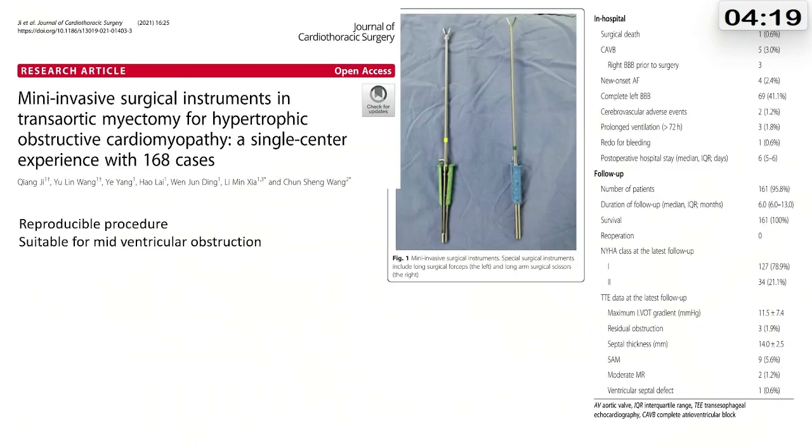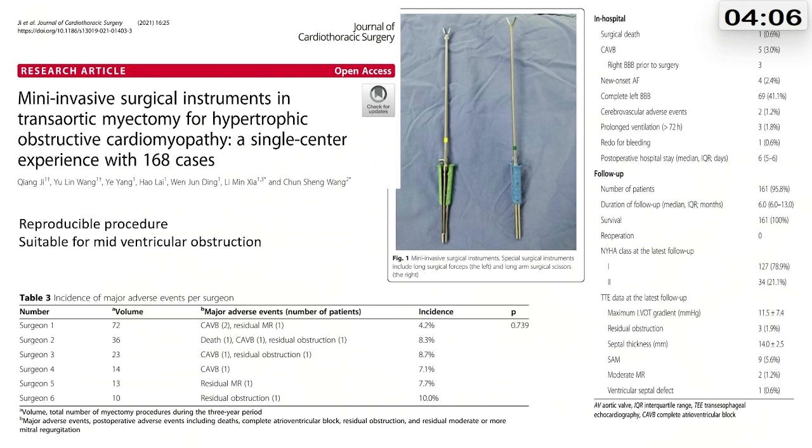We have many invasive surgical instruments that can be used to go for myectomy with a very acceptable level of complications. It is even reproducible, and they can go for mid-ventricular obstruction. In this nice study, when they compared the results and outcomes for the different surgeons, they found no statistically significant difference between the surgeons, which means that it is reproducible and does not need a very lengthy time to learn.